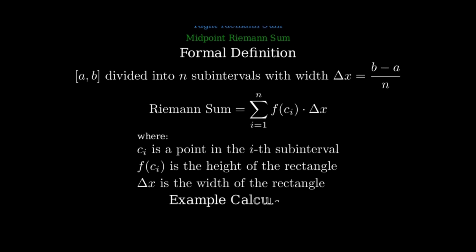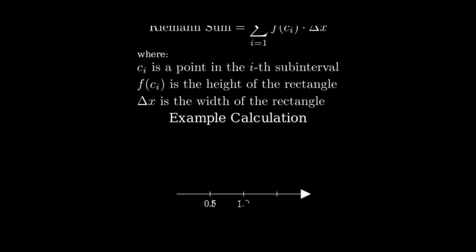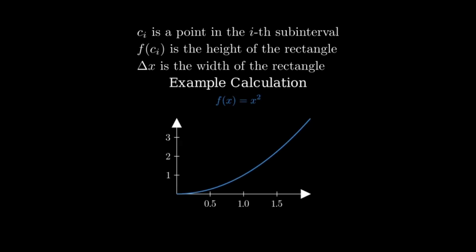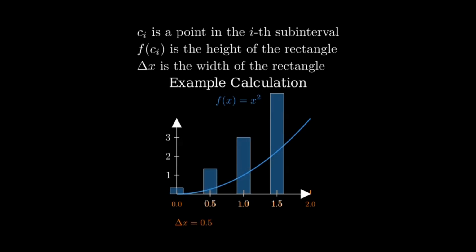Let's work through a concrete example to understand how to calculate a Riemann sum. Consider the function f(x) equals x squared on the interval [0, 2]. Let's divide this interval into 4 equal subintervals, each with width delta x equals 0.5.